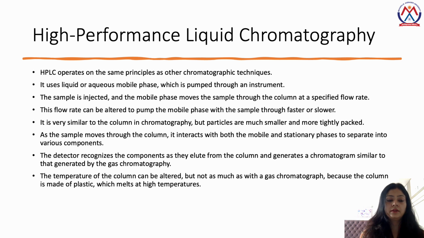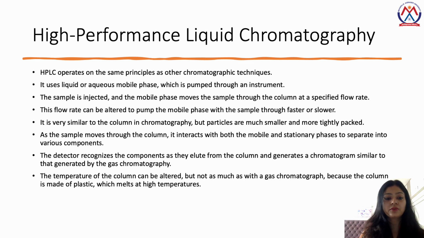Further, another type of column chromatography is high performance liquid chromatography, which is also called HPLC. It operates on the same principles as other chromatographic techniques. It uses a liquid or aqueous mobile phase, which is pumped through an instrument. The sample is injected and the mobile phase moves the sample through the column at a specified flow rate. This flow rate can be altered to pump the mobile phase with the sample through faster or slower.